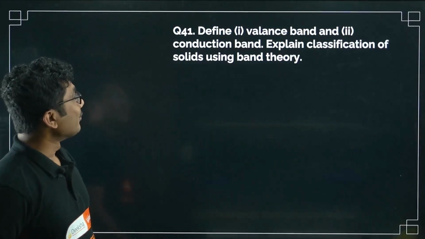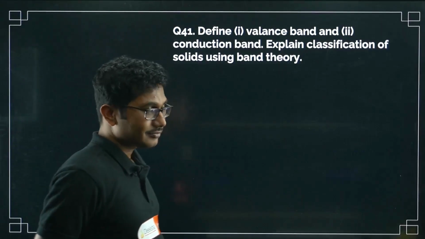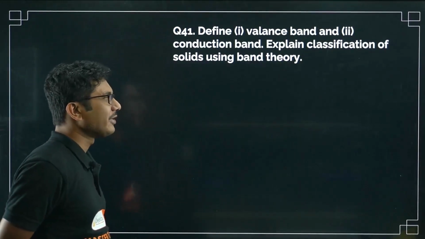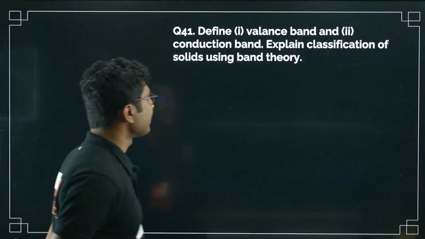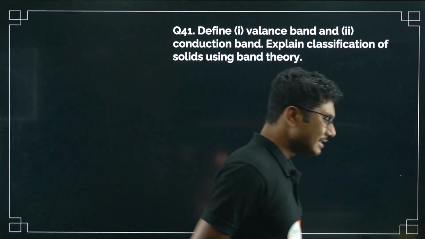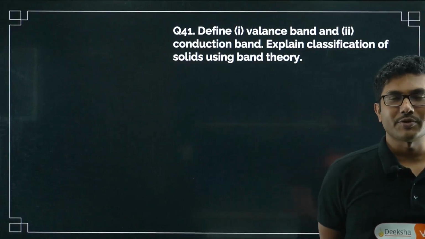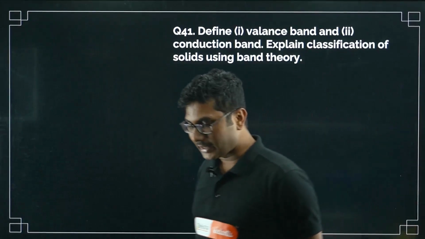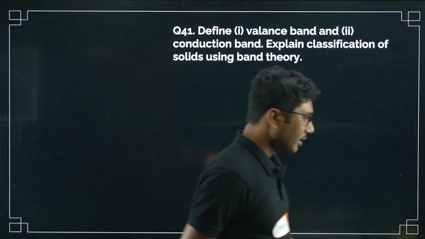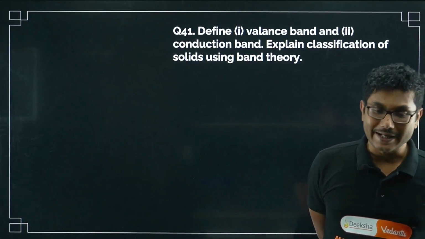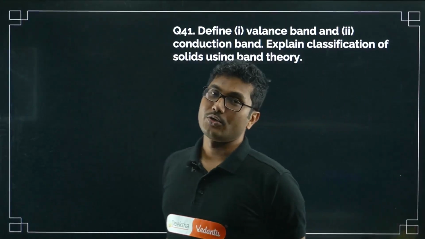Now let's move on. We have one more long answer type question, not derivation. Define valence band and conduction band. Explain classification of solids using band theory. This is a very uncommon question from this chapter, and that is why I say do not do any kind of suggestion from the derivation part. Derivations, any type of derivation might come in your board exam, right?